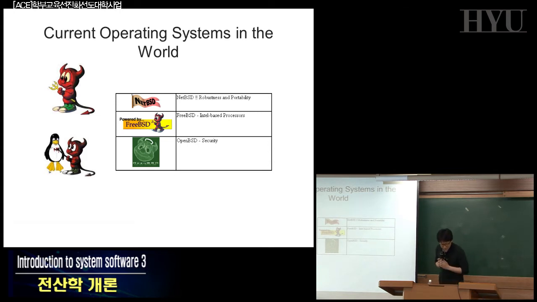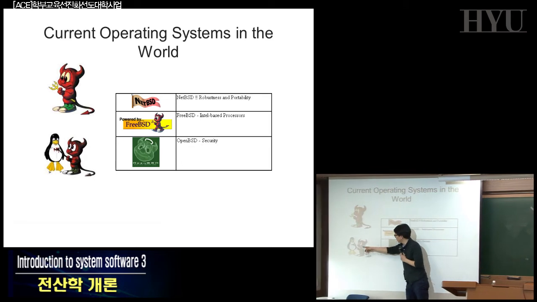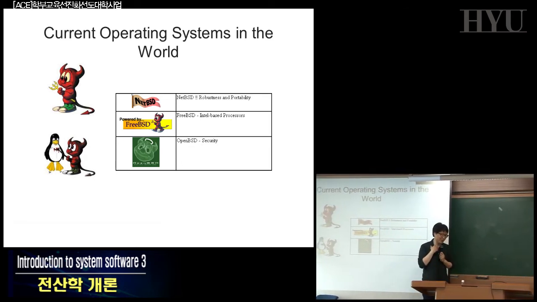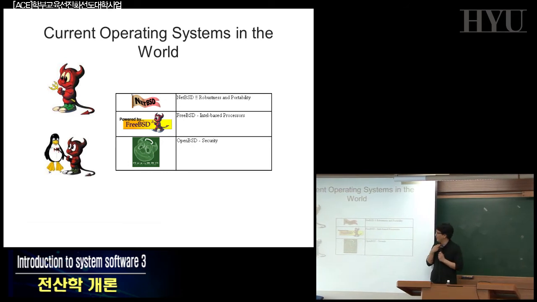여기는 죽이네. This Red Devil tried to kill the Penguin Linux right there. 그죠? 둘이 싸우나 보지 뭐. They try to kill each other.